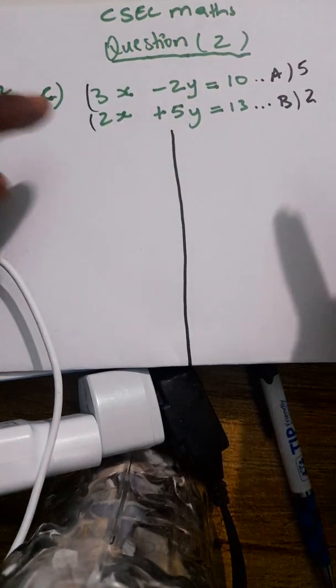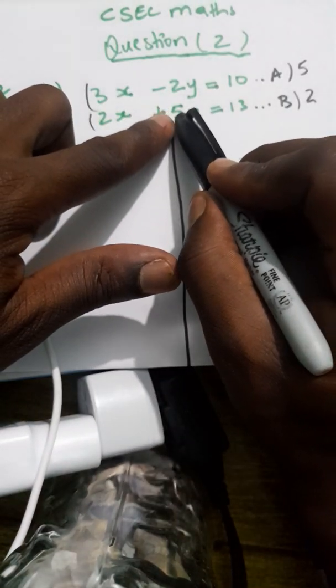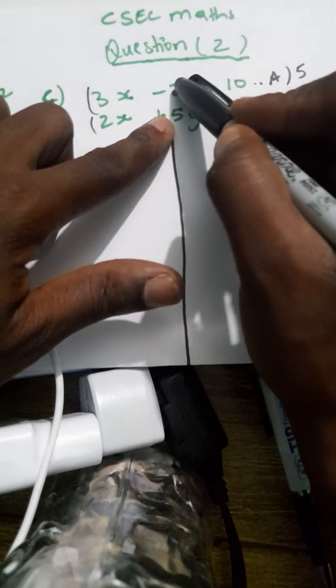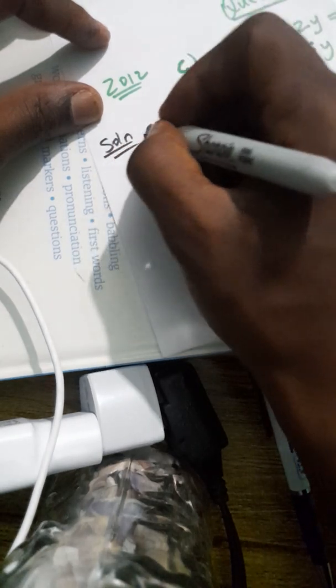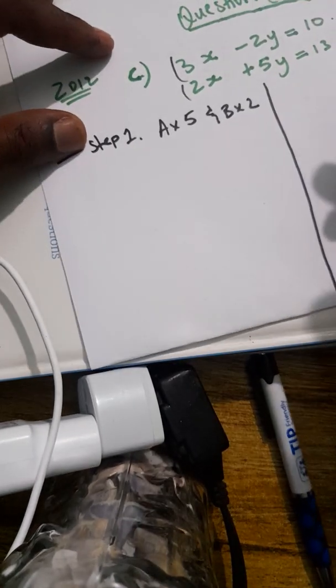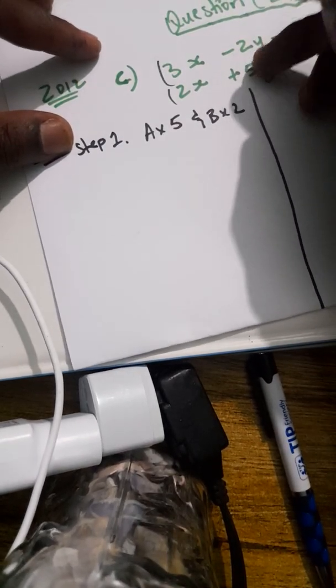What do you notice if you multiply this equation by 2? This is going to become what? 10. And if you multiply this equation by 5, this is going to become what? 10. So you have to be smart. You understand what we have just done? So, solution, step 1: you say A by 5 and B by 2, because you want to eliminate the y variable.